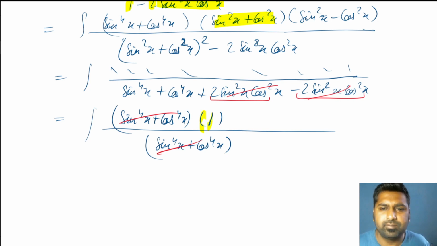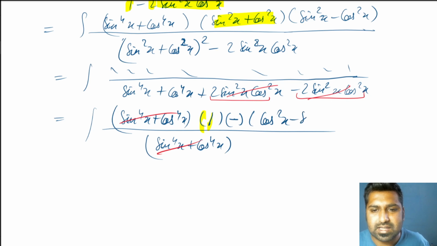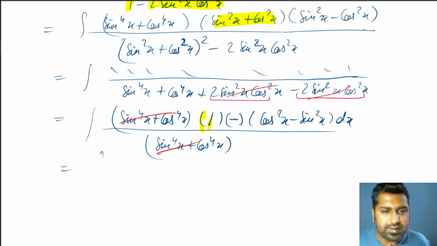Sine square minus cos square, there is no such thing as sine square minus cos square. Even if we apply a plus b, a minus b, it still won't help. But what can we do? If we take negative common, that becomes cos square x minus sine square x, and that is something. What is that? That is actually minus cos 2x dx.